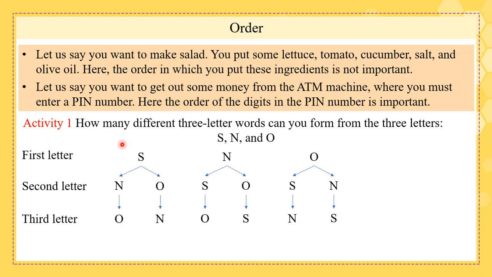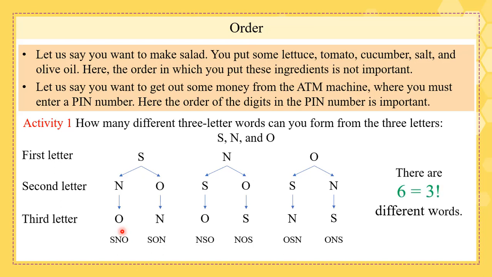Well, what are the words that we have? These are the words. We have SNO, SON, NSO, NOS, OSN, and ONS. You see that we have 6 letters. Now, how can we benefit from this number? 6 is nothing but 3 factorial. So the question asks about the number of different 3-letter words, and in fact here we have 6 different words. Now, how can we get this 6? This is 3 factorial, and the 3 is the number of letters here.